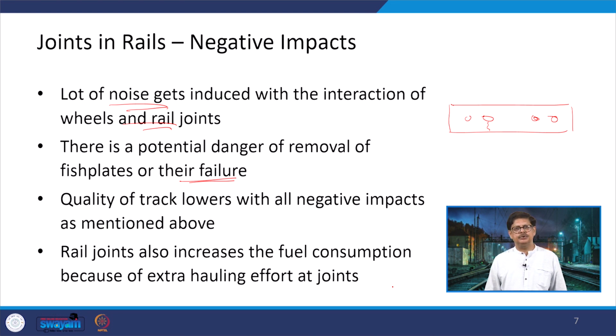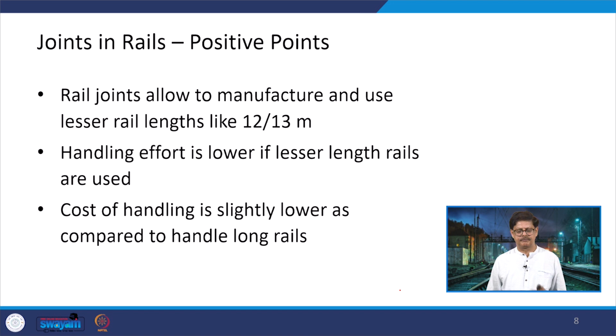Rail joints also increase the fuel consumption because of the extra hauling effort at the joint. So, this is also a problem. The fuel consumption, if you are talking about say a diesel locomotive which is moving on that particular track. In the case of electric locomotive, then this fuel consumption as a direct commodity is not there.